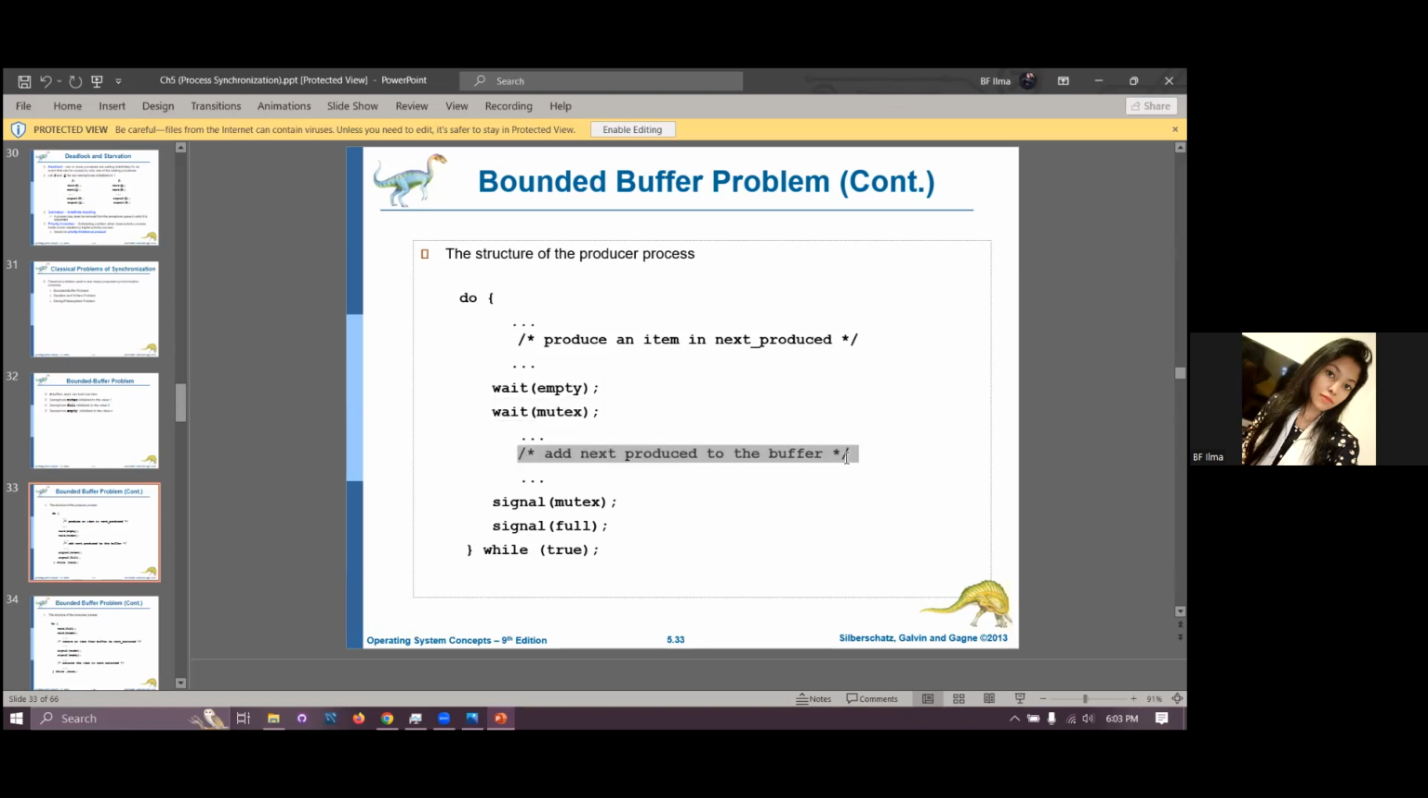After performing the necessary modification to the critical section, we will signal the mutex. Signal is used to increment the value. So mutex goes from 0 to 1 here. Then you see that now any other process can execute its critical section. And then we are signaling full. So we are increasing the full count as well. So this is the structure of the producer process.